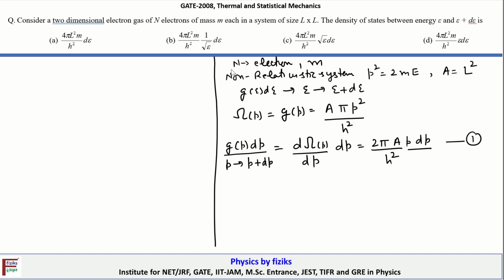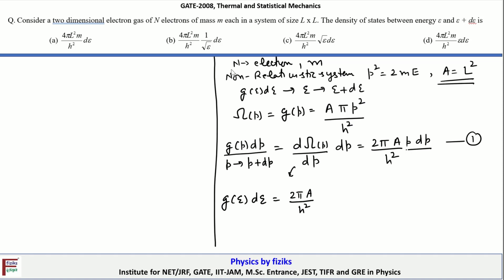Now we can directly write the expression for the number of states between the energy range E to E plus dE by making use of this expression g(P) dP, which is also written as omega dash P. But let's follow the same notation. So now the number of states with energy from E to E plus dE, denoted by g(E) dE, is equal to 2 pi A upon h square P dP. Note that here A is equal to L square.